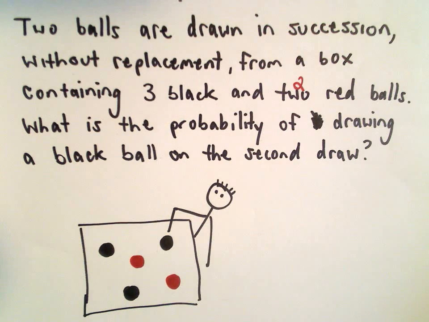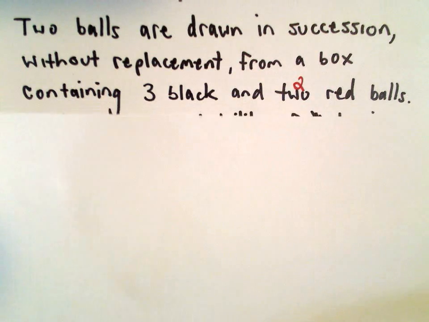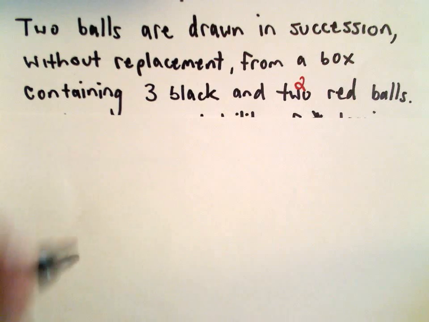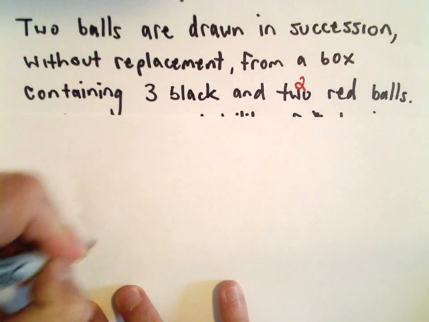When you pull out the first ball, you can either get a black one or a red one. And then on the second draw, you can again get a black one or a red one. So let's make a little tree diagram here.